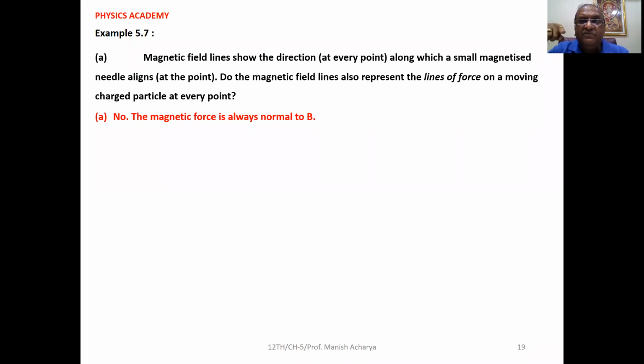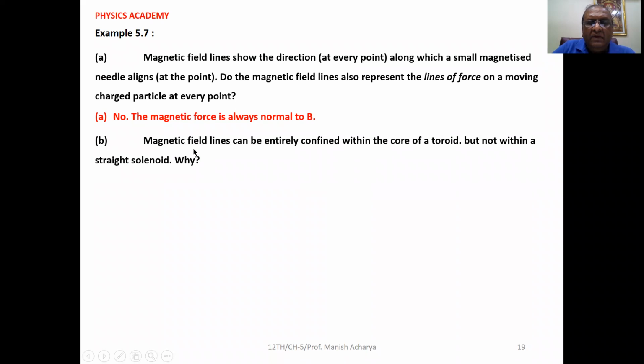But electric field lines we represent as lines of force, because when any charge Q is placed in the electric field, the force that acts is Q into E. So the force is in the direction of the field. Therefore, you can represent it as a line of force also, but in a magnetic field it is not possible. Clear to all of you?